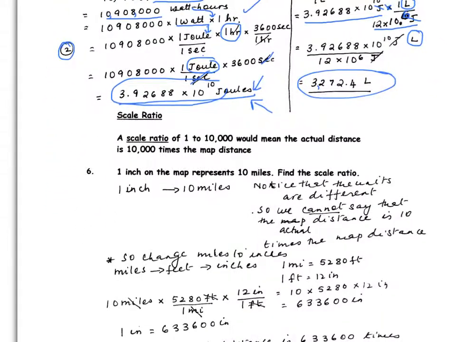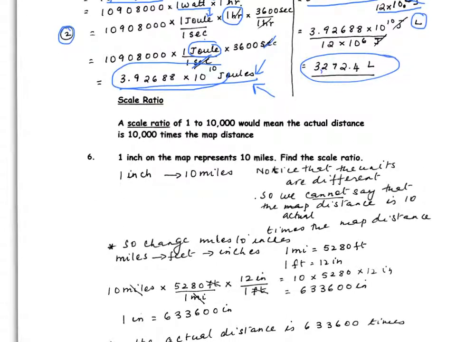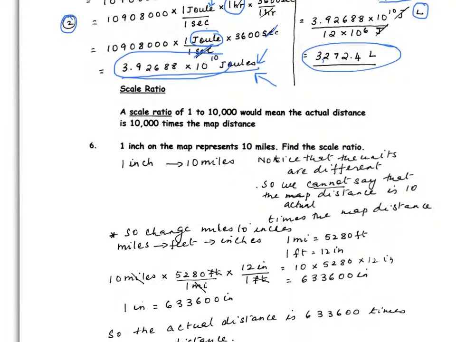Now we look at the next problem. So first we need to figure out what a scale ratio is. A scale ratio of 1 to 10,000 would mean that the actual distance is 10,000 times the map distance. So we could be talking about the scale on a map. Now, a lot of times the scale on a map is described this way. 1 inch equals 10 miles. So 1 inch on the map translates to 10 miles real or actual distance.